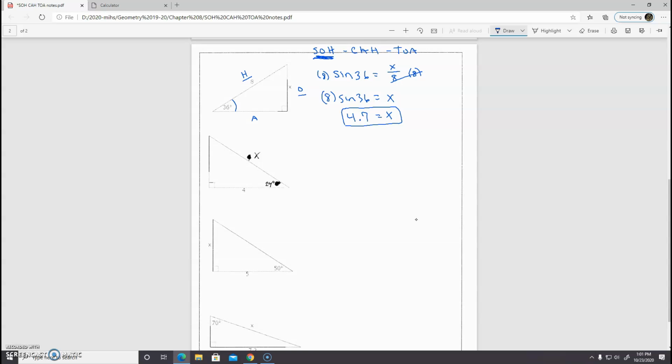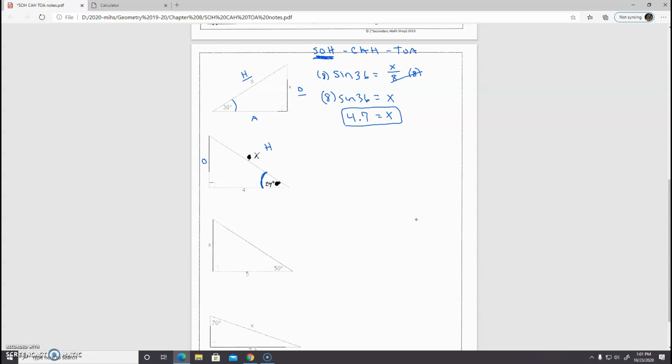So this one, we're going to label our hypotenuse, opposite, and adjacent. So right angle, travel across, there's your hypotenuse. They gave us this 24-degree angle, travel across, that's your opposite, which leaves 4 as adjacent, right next door to it. So always label hypotenuse, opposite, and adjacent.